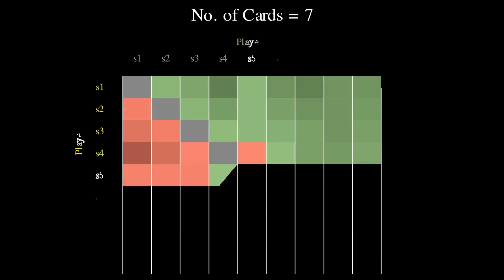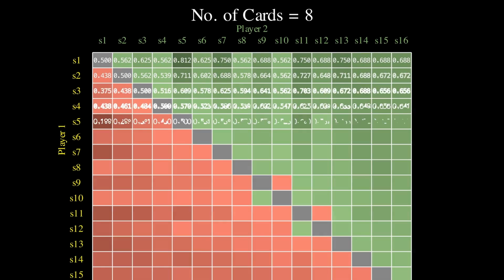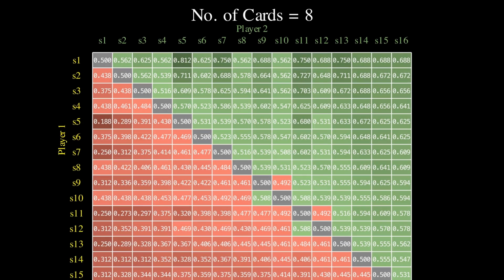For n equal to 7, we have a total of 8 strategies. We can see that the top strategy, which is binary search, beats all other strategies. So it's always optimal to use binary search. For n equals 8, we have 16 strategies. Again, binary search, which is the top strategy, wins against all other strategies. So no surprises here.